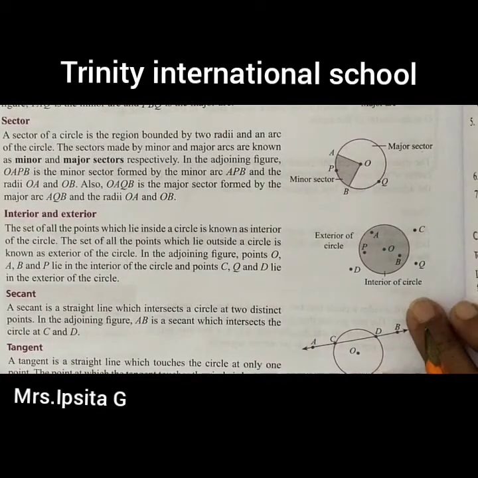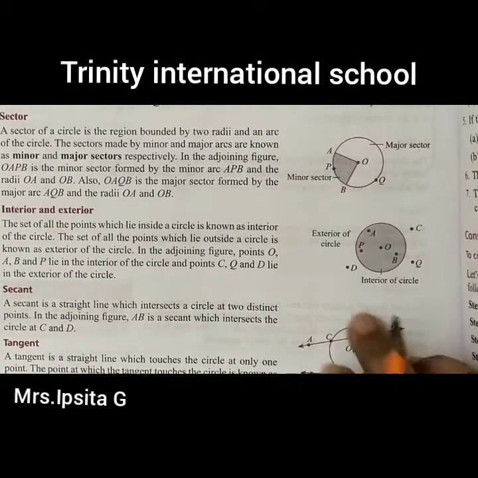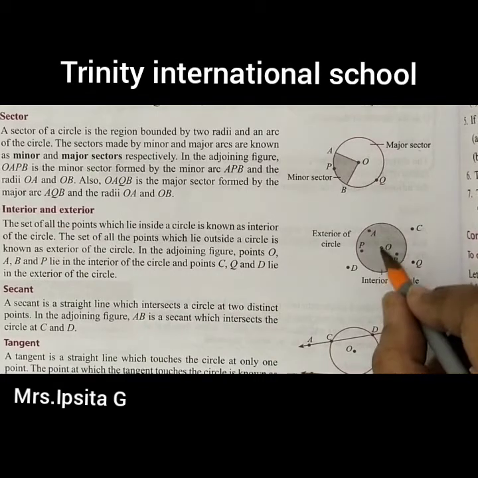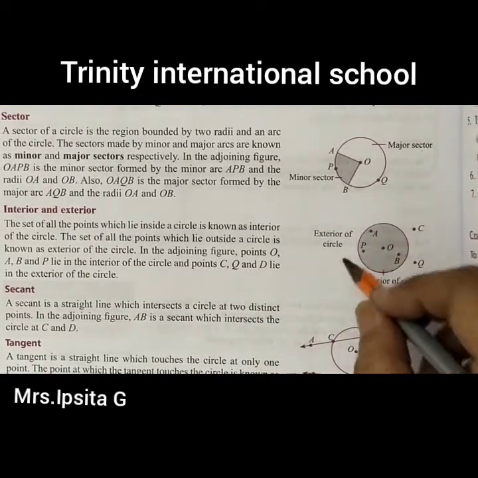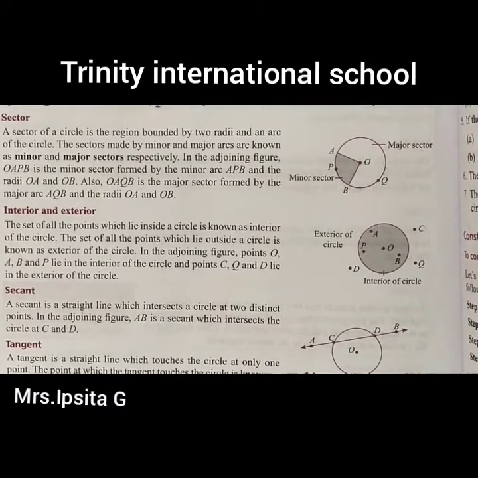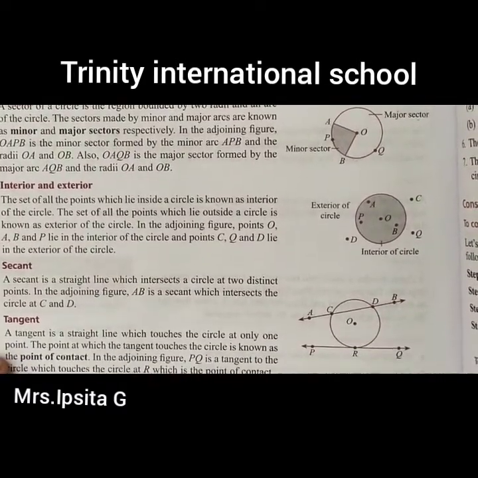Okay. Now what about interior and exterior? Interior, from the word itself, the points which are inside the circle are interior points and the points which are outside the circle are exterior points.